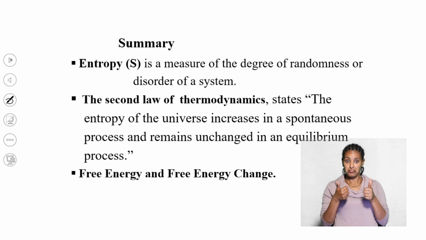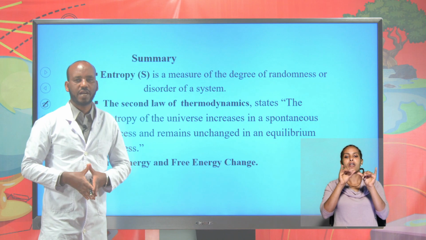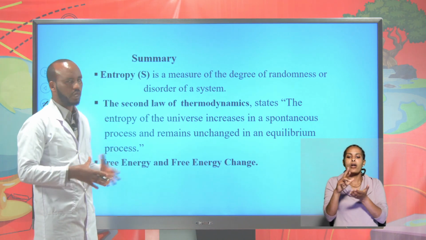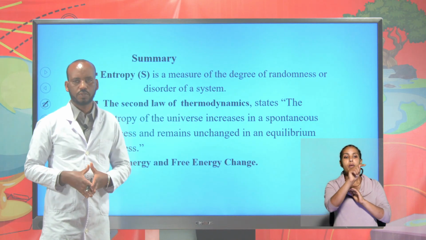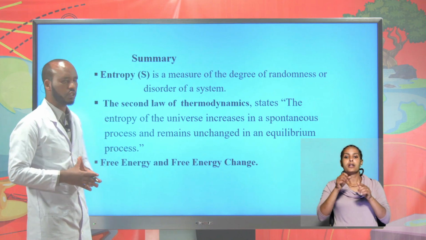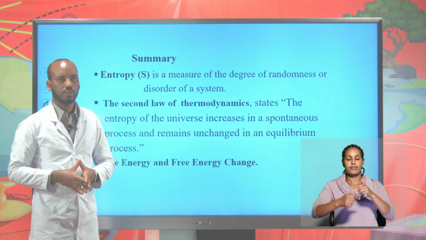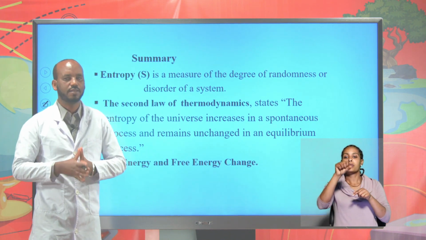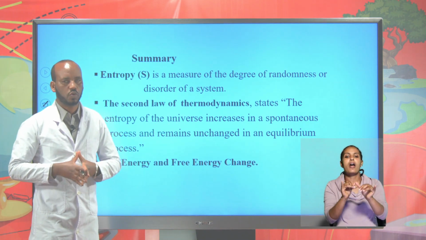Good. Students, in today's lesson, we discussed entropy. Entropy is the measure of the degree of randomness or disorder of a system. The second law of thermodynamics states that the entropy of the universe increases in a spontaneous process and remains unchanged in an equilibrium process. If total entropy change is greater than 0, then the process is spontaneous.